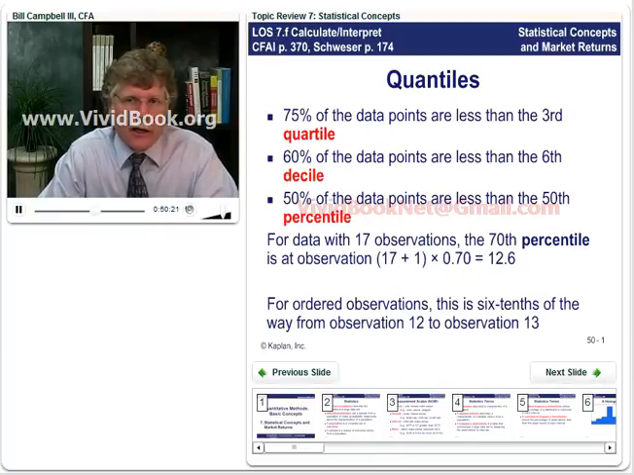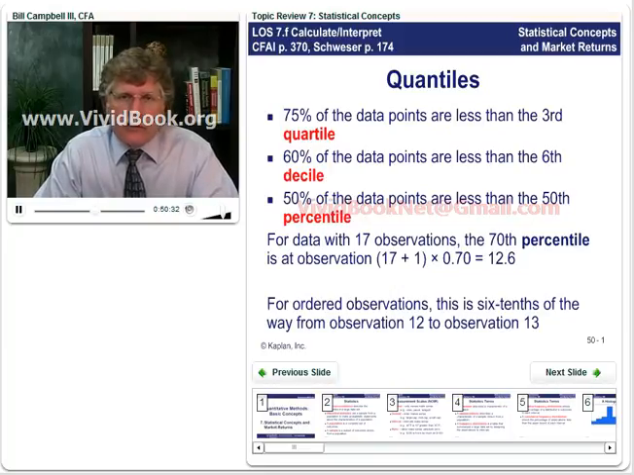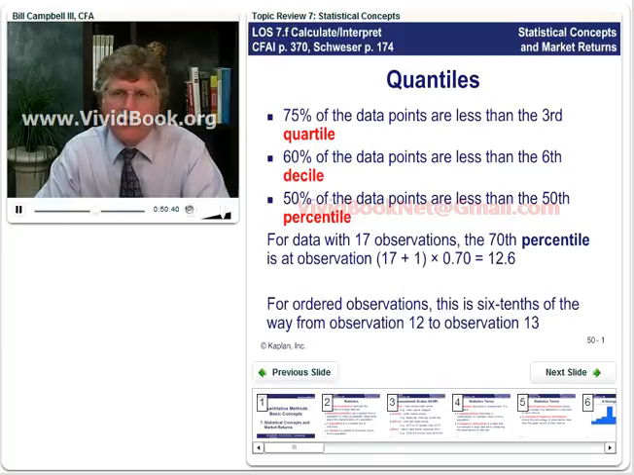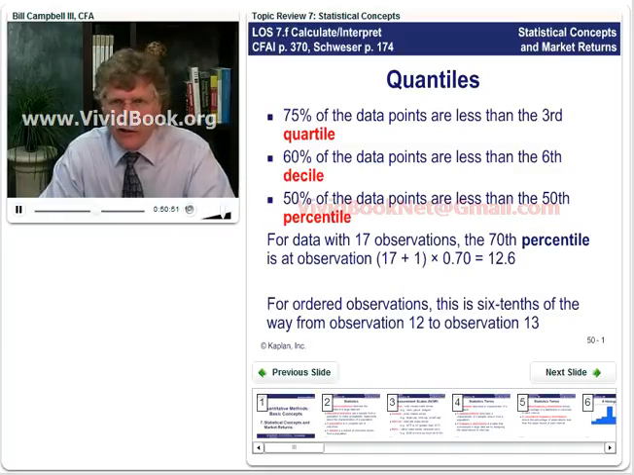And percentiles, divide it up into 100 groups. Once you have it divided up into the groups, then we would say, for example, that 75% of the data points are less than the third quartile. The first quartile is at 25, second at 50, third at 75. 60% of the data points are less than the sixth decile. The first decile is at 10%, the second one's at 20, and so on. The sixth is at 60, the seventh is at 70, and so on. Okay?